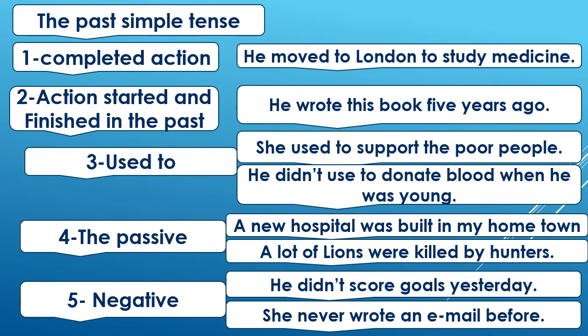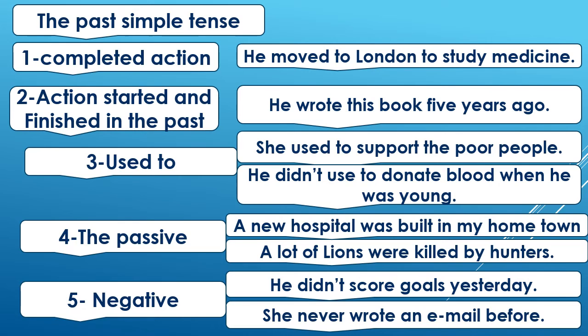Okay, number 2, action started and finished in the past, like he wrote this book 5 years ago. Wrote is an irregular verb. Regular verbs we add d, ed, ied. Irregular verbs like write, wrote, go, went, like this.